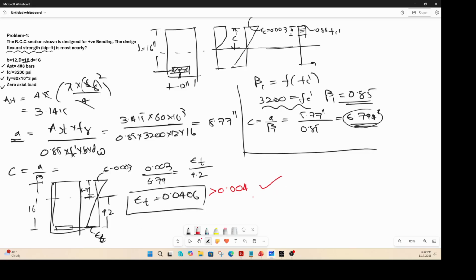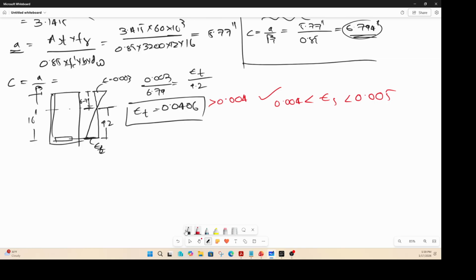Okay, but it is not close to, I mean, your epsilon s is between 0.004 and 0.005. Okay, so we are not done yet. We still have to calculate our phi factor. Correct? Remember, the phi factor is a curve like that. Epsilon steel, this is your phi, right? And it was something like this and something like that, and then it became like that. Correct?